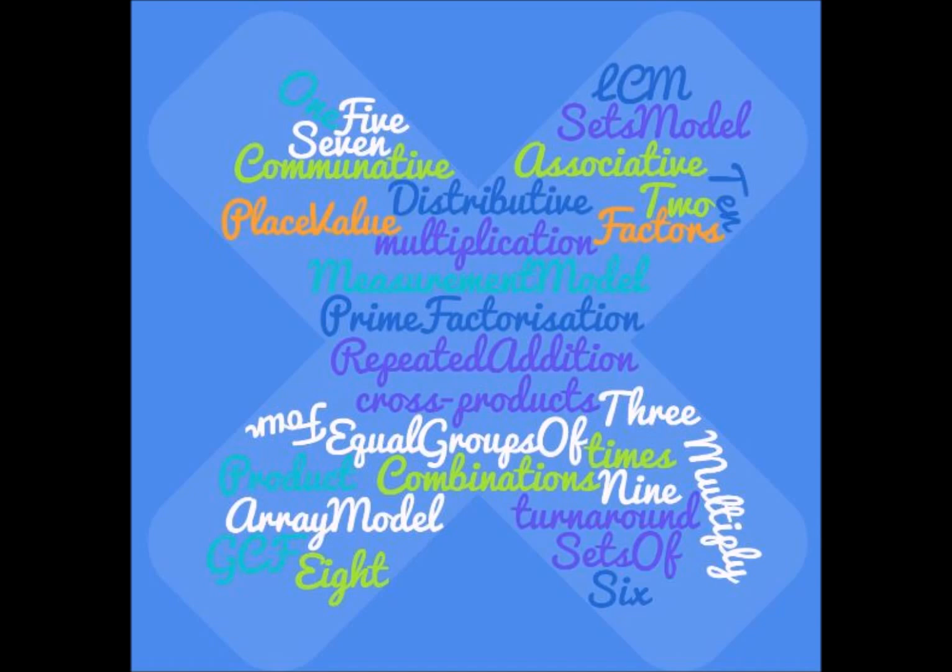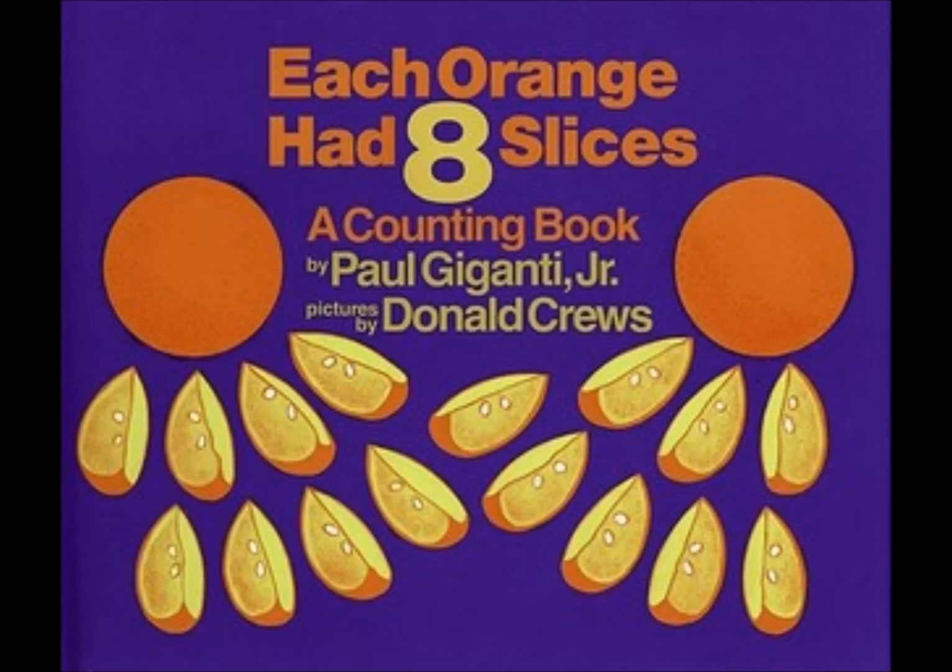So, what is multiplication? Well, multiplication is when we have a known group of numbers, say 3 groups, with an equal number in each group. So each group has 5. And you're trying to work out how many we have all together. So in the book we just read, each orange has 8 slices. We can see lots of multiplication stories and problems that we can work out.